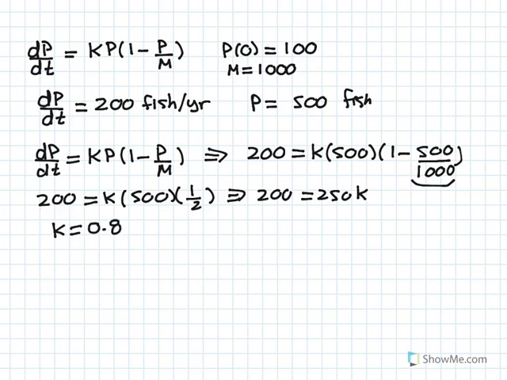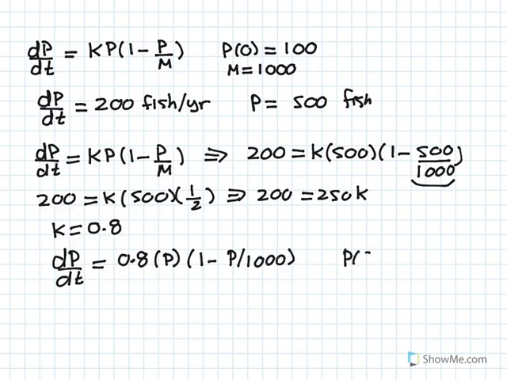All right, so we can rewrite the differential equation, dP/dt is equal to k, which is 0.8, times P, population, times 1 minus P divided by M, which is 1,000. P of 0 is equal to 100. So we now have an initial value problem. We have a differential equation, and we have the initial condition, and we're able to solve this through separation of variables. But we don't have to do separation of variables, because in a previous lesson, we actually derived the explicit solution to this differential equation.